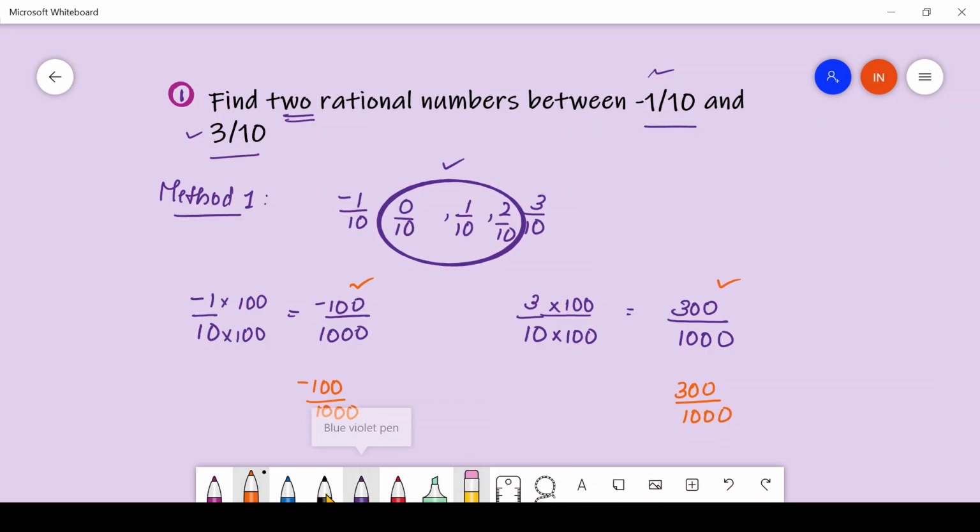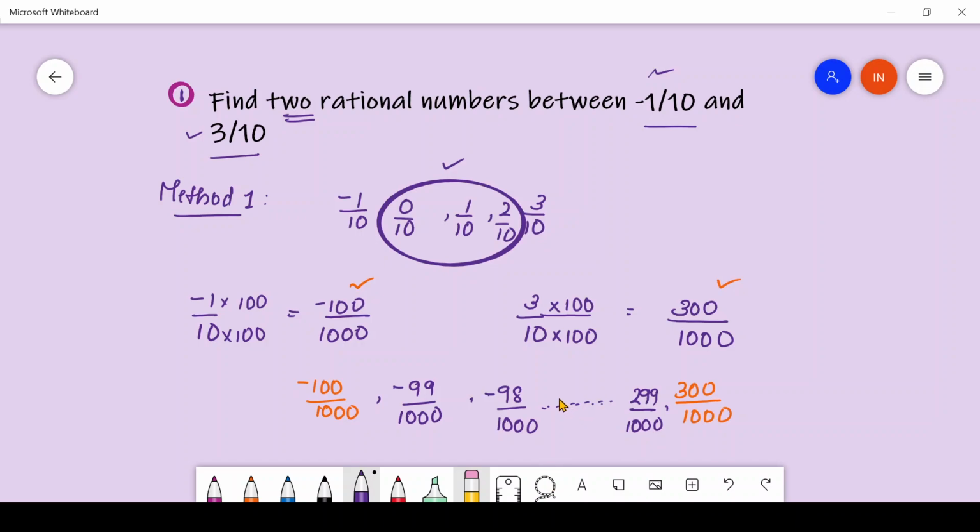So I'm going to write here. You can see negative 99 by 1000 will be there, negative 98 by 1000, and so on. You can write up to 299 by 1000, then 300. There will be more rational numbers between these, that's why I put dotted lines in between. So I hope it is clear. This is method 1.